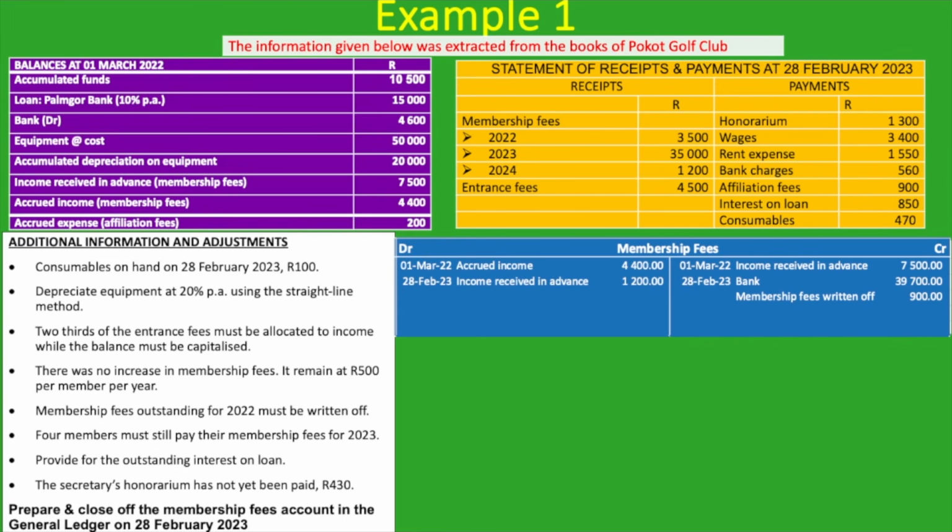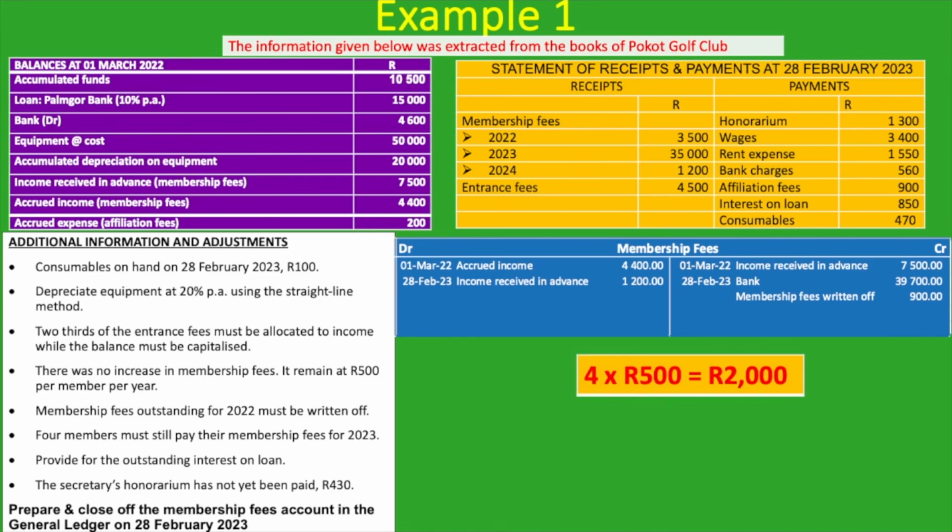Now, is that everything? Did all my members who I provided a service to in this particular financial period pay me? Well, let's keep looking at the additional information. We've already looked at the membership fees for 2022, which must be written off. Let's look at the next one. 4 members must still pay their membership fees for 2023. So there are 4 members who still owe us for 2023. So how much is that in total? Well, we know, as we were told above here, that there was no increase to the membership fees. It remains at 500 Rand per member per year. So I'm going to take the 4 times 500 Rand and it gives me 2,000 Rand.